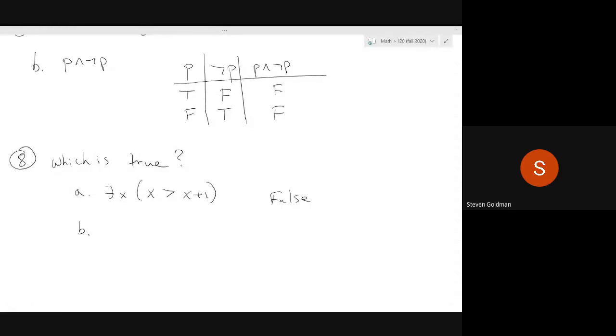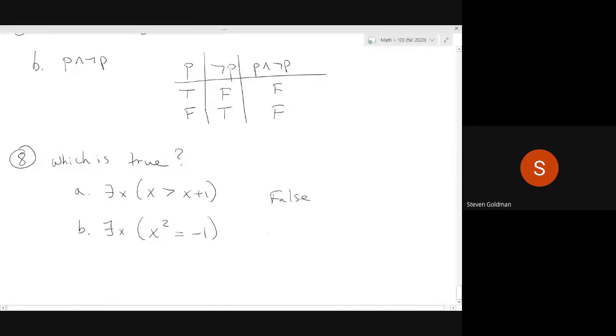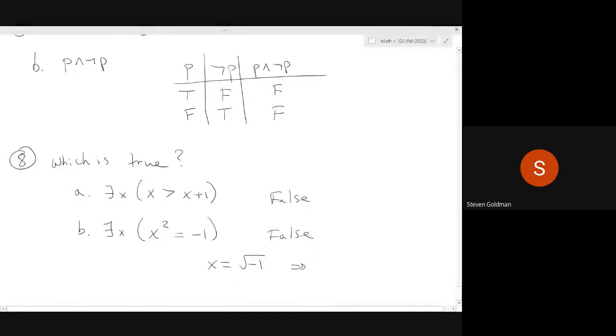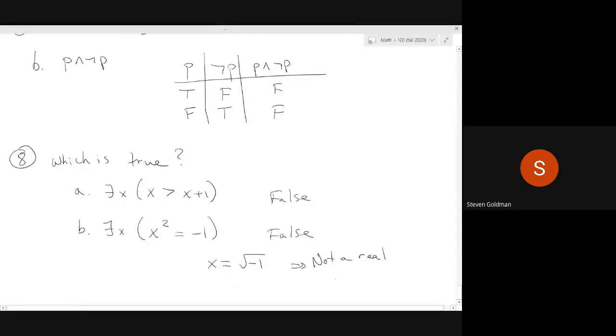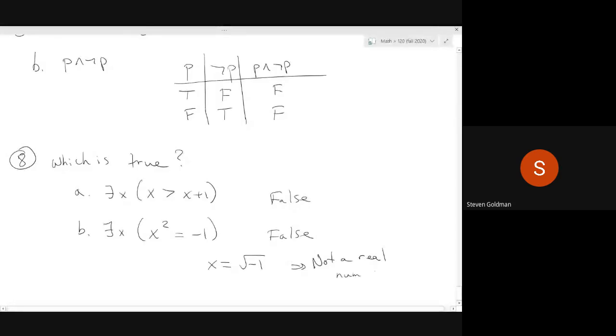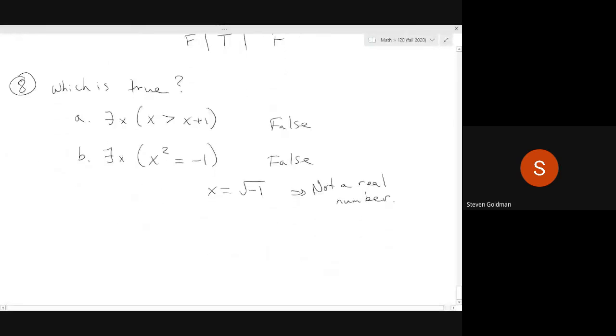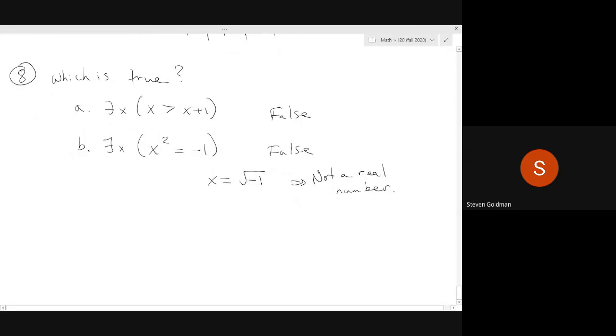B was the statement there exists a real number x such that x squared equals -1. That's also false, because what would x have to be? x would have to be the square root of -1, which is not a real number. So there is no real number x such that x squared equals -1. No real number squared will be a negative number. All right, so our search continues.